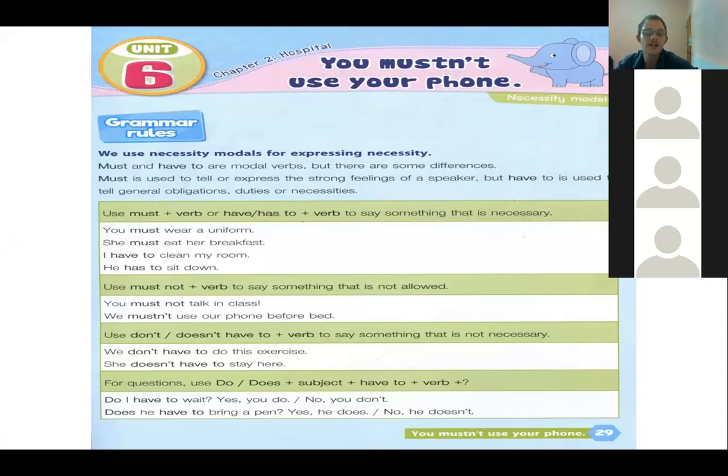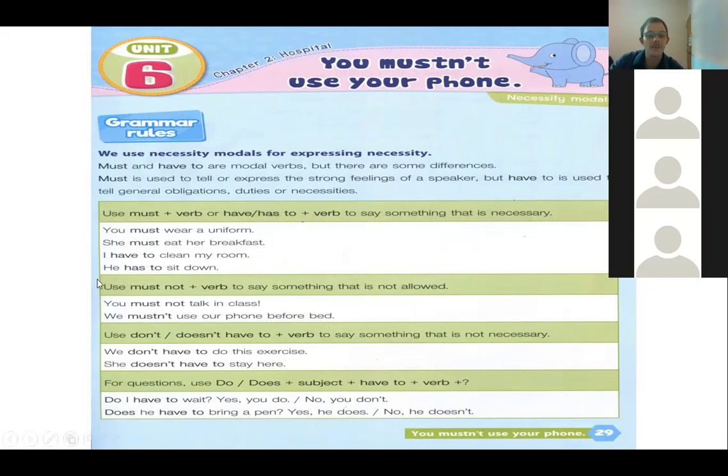So the next one is in a negative form. We must not talk in class. So sometimes we are forced, or sometimes we must do something. Sometimes we must not do something. So we have the do and the don't all together. You know? So I must not talk in class. But in an online class, yes, we must speak in an online class.